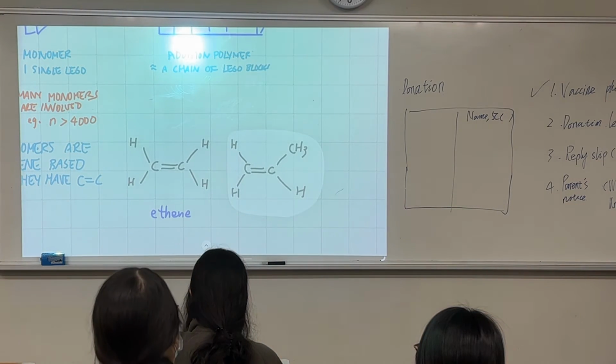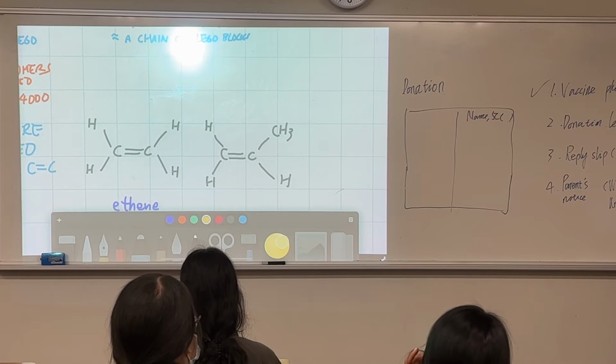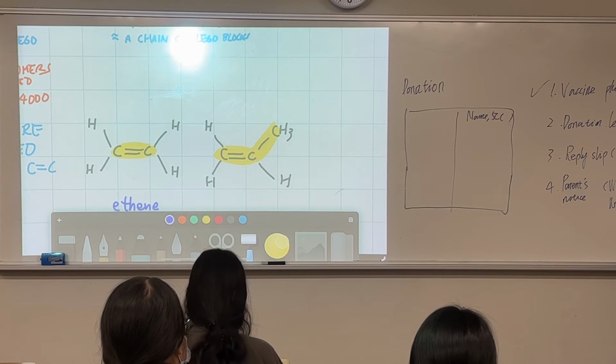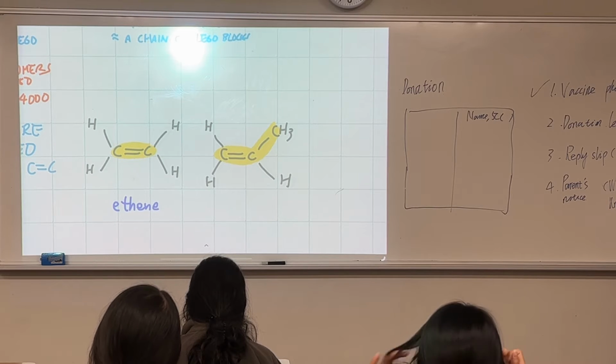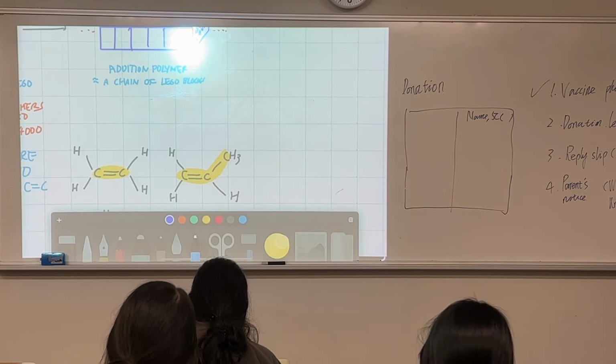What about this? How many carbons are there? 3. What is the root for 3? Prop. By this time you should have memorized what is on that worksheet I gave you. There will be a test coming up soon, not just the test tomorrow, but also the test on organic chemistry when we are done with this chapter. So this is propene, and we are about done with this chapter.